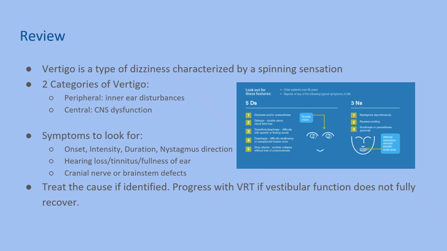To review, vertigo is a type of dizziness characterized by a spinning sensation. The two categories are peripheral and central. Symptoms to look out for are the onset, the intensity, duration, the nystagmus direction. Does the patient have hearing loss, tinnitus, or fullness of ear? Are there any cranial nerve or brainstem defects? If the cause is identified, start with treating it. Progress with VRT if vestibular function does not fully recover.